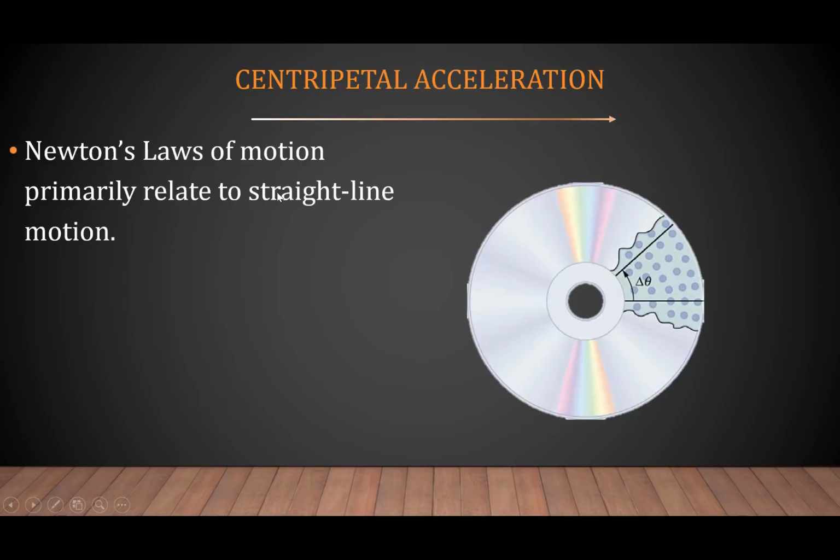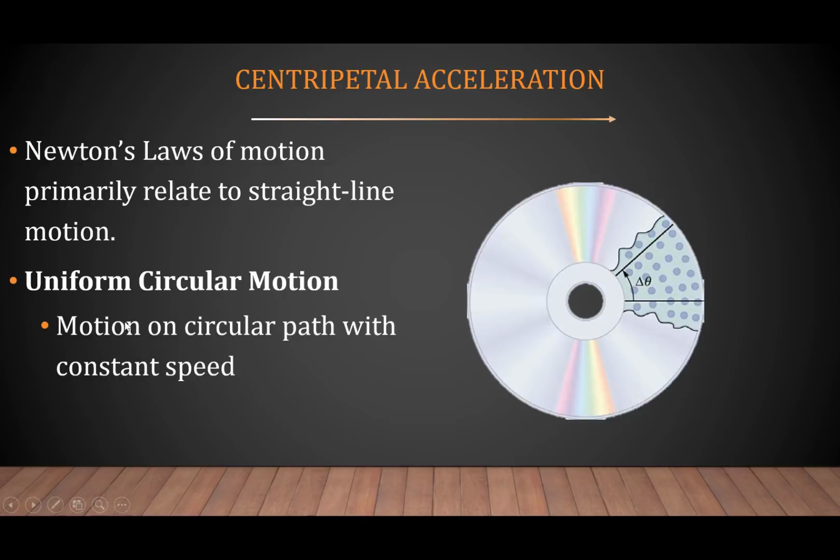Newton's laws of motion primarily relate to objects that are moving in a straight line, whether it's horizontal, vertical, or at an angle. However, we can also talk about objects that are moving in a circle. And in particular, we're going to talk about uniform circular motion, which is motion on a circular path with a constant speed.